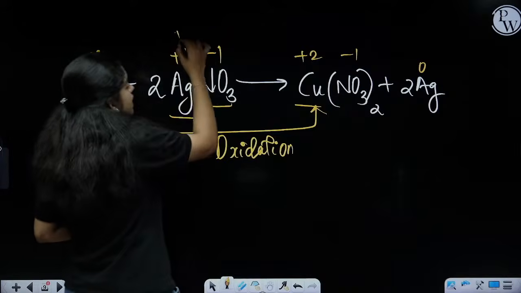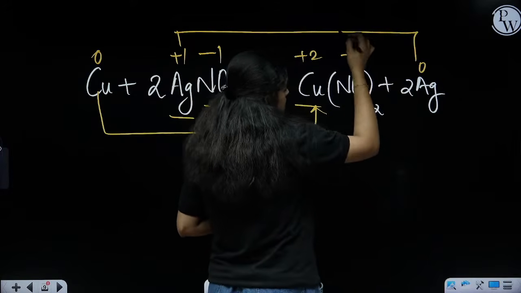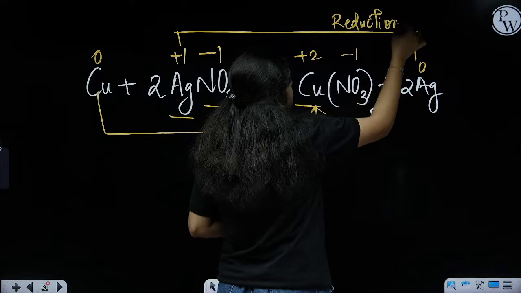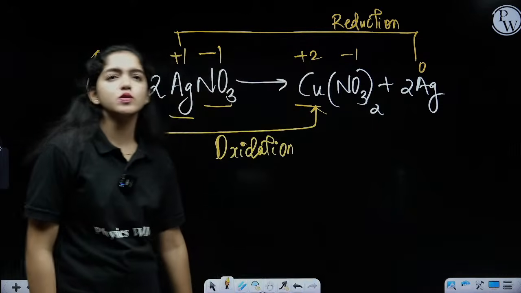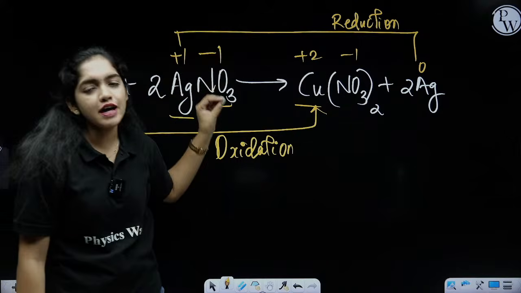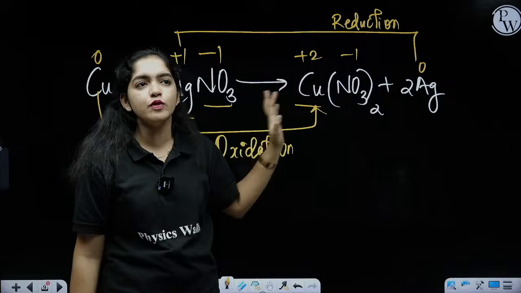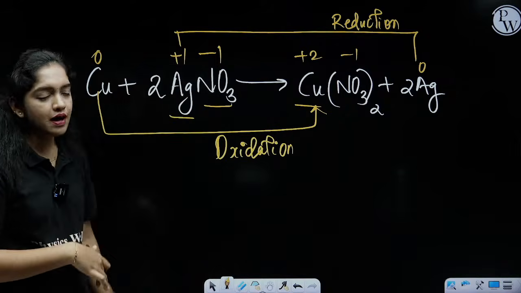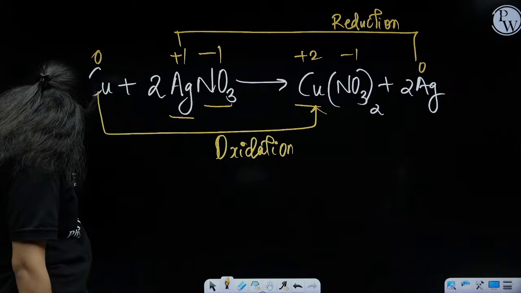Now, what happened to Ag here? Ag is plus 1 and on the other side changed to 0. It becomes reduction. Plus 1 changed to 0, so Ag undergoes reduction. So in this reaction also, oxidation and reduction occur simultaneously. So it is an example of what? Redox reaction. Clear?